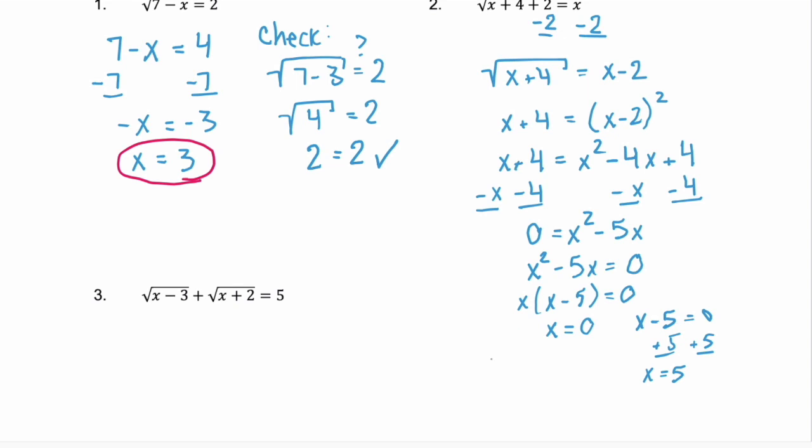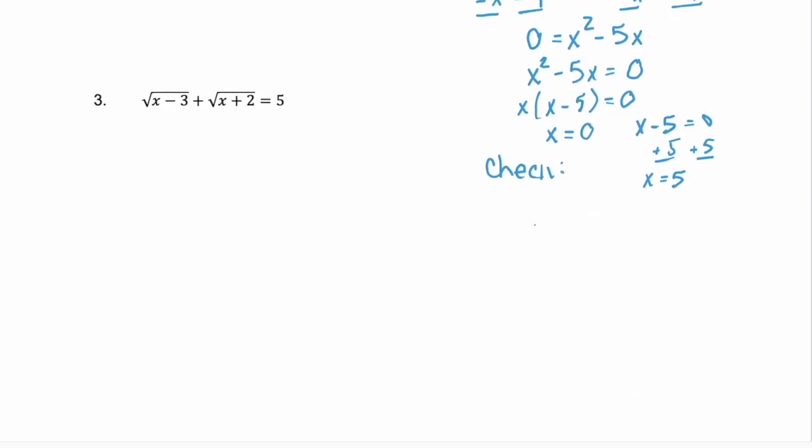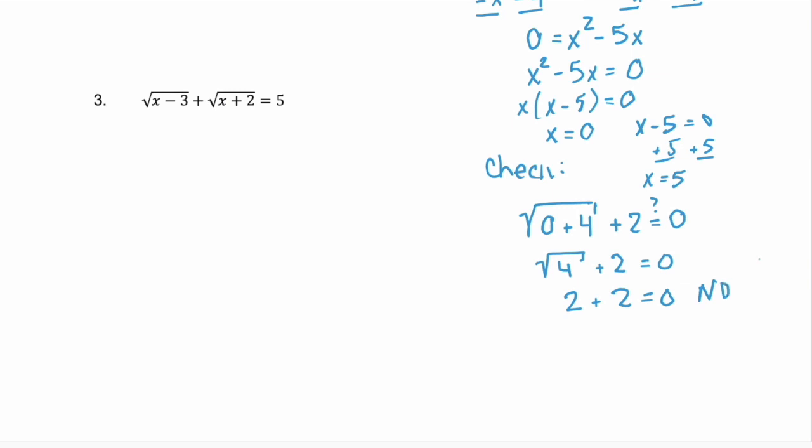Well, we need to check both of these. So let's do our check. If we substitute in 0, we get 0 plus 4, take the square root, plus 2, does that equal 0? Well, we have the square root of 4 plus 2. Square root of 4 is 2. Does 2 plus 2 equal 0? No. So x equals 0 is not a possible solution.